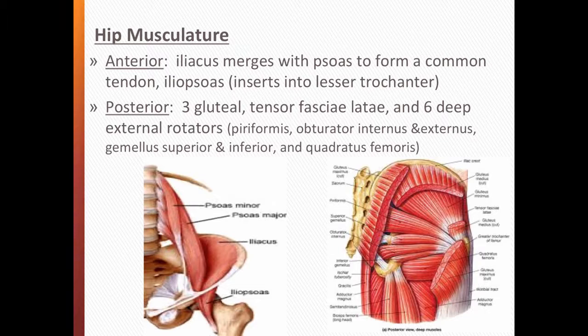Now let's look at the hip musculature. So we have anterior, posterior, and then we'll also have more lateral musculature as well. So anteriorly we have the iliacus, which merges with the psoas to form a common tendon, what we call the iliopsoas, which then goes down and attaches to the lesser trochanter on the femur here. And so the iliacus fills in this rim, the inner rim of the ilium. That's how it's got its name.